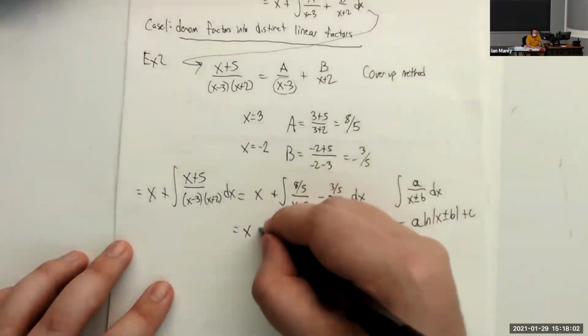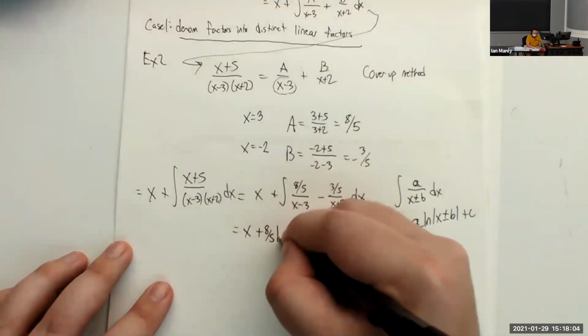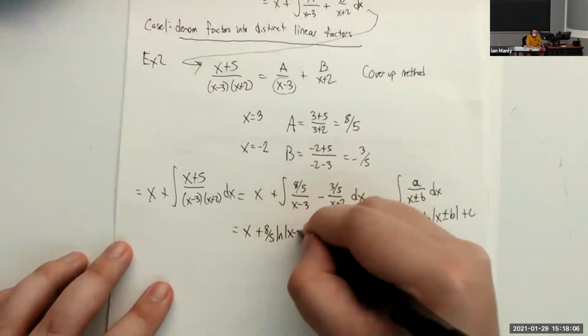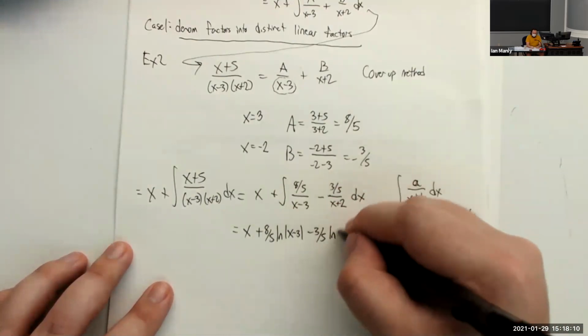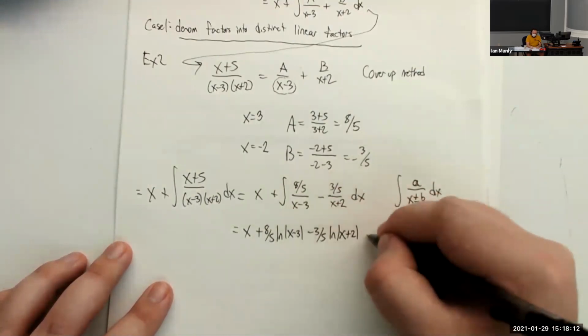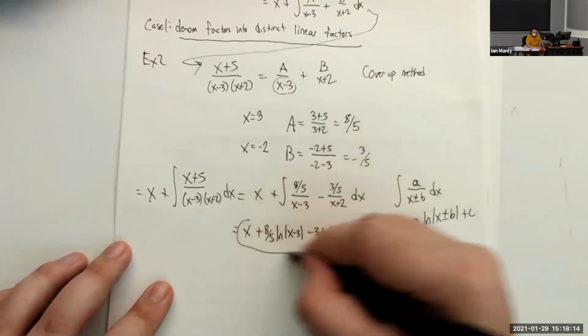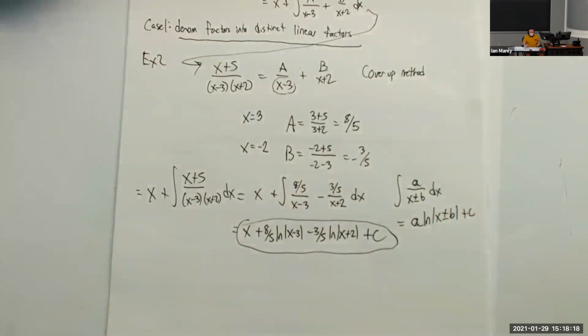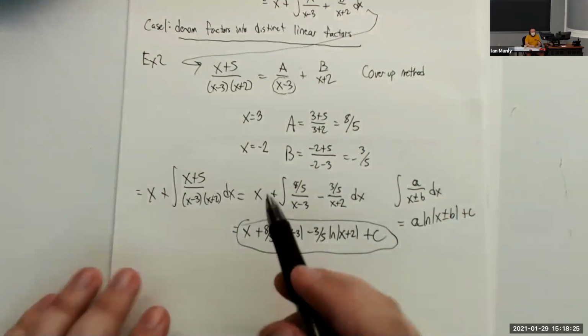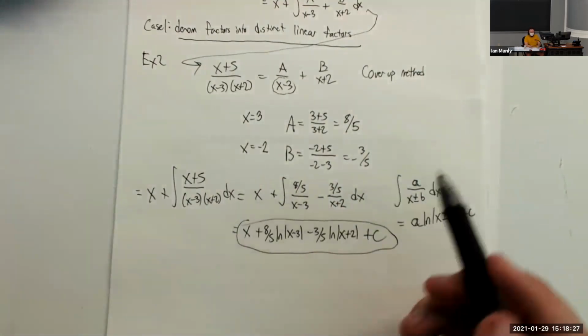So when I do this integral, we have 8/5 natural log of absolute value of x minus 3. And then we subtract 3/5 times natural log of absolute value of x plus 2. And then we're finished with the integral. So we have plus c. And there we go. So that's how we use partial fractions, which is an algebra technique, not a calculus technique. It's an algebra technique that we can use to integrate rational functions that we couldn't do before.